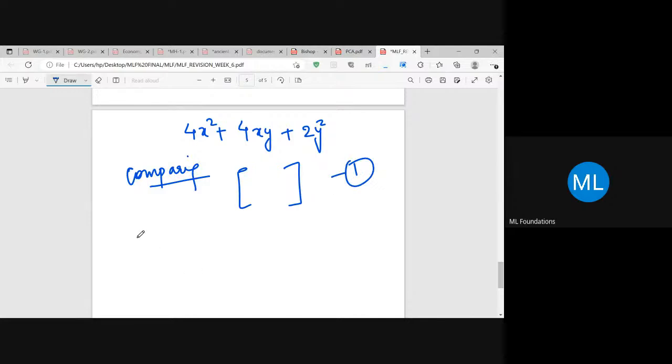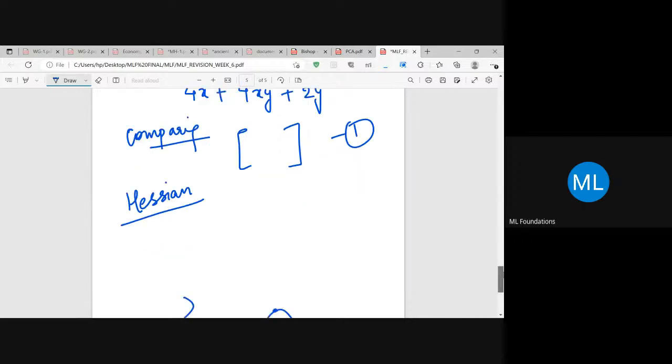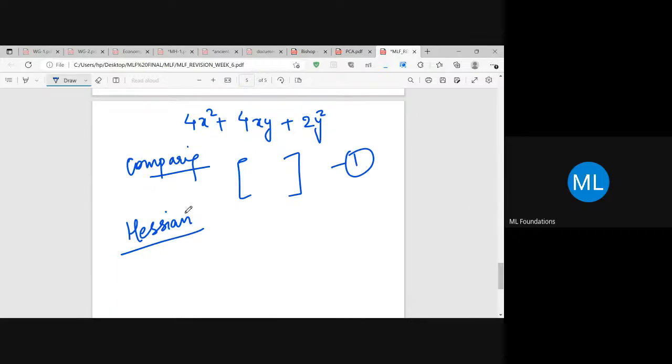The second method that I'm telling you is the Hessian matrix that you can calculate. How to calculate that: the Hessian matrix that you are getting will also give you the same characteristic of the matrices that you get after comparing. And how will you calculate that? If you have the equation in the form of x and y, this is a two-variable function, right?